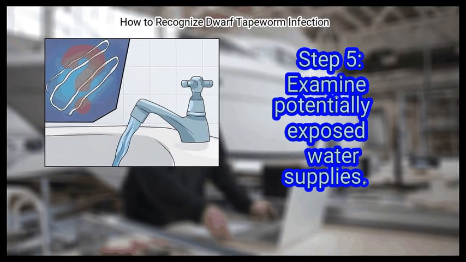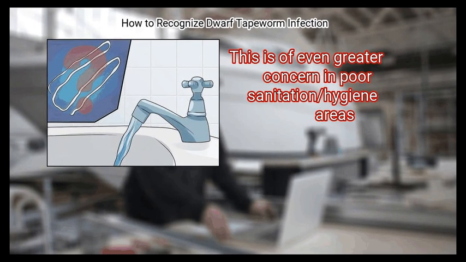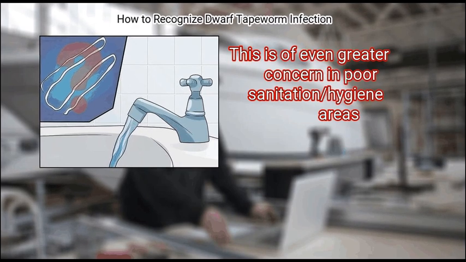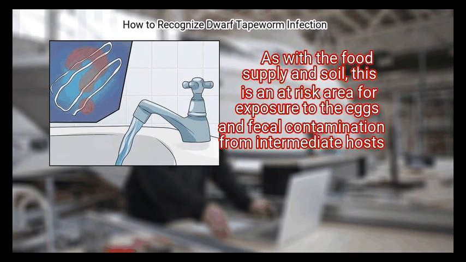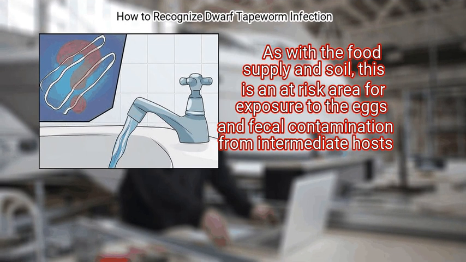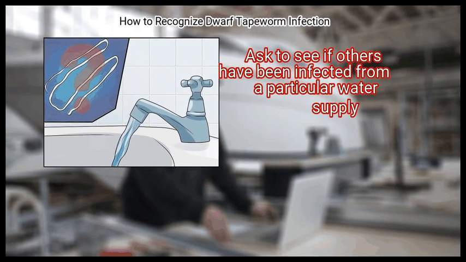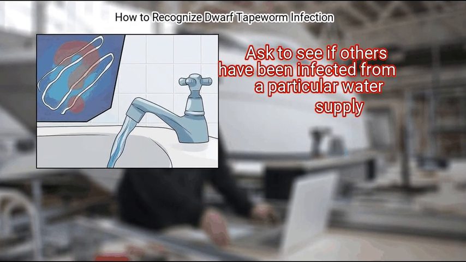Finally, examine potentially exposed water supplies. This is of even greater concern in areas with poor sanitation and hygiene. As with the food supply and soil, this is an at-risk area for exposure to the eggs and fecal contamination from intermediate hosts. Ask to see if others have been infected from a particular water supply.